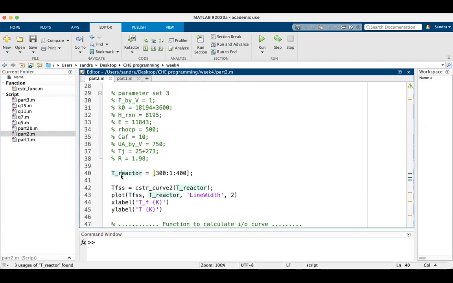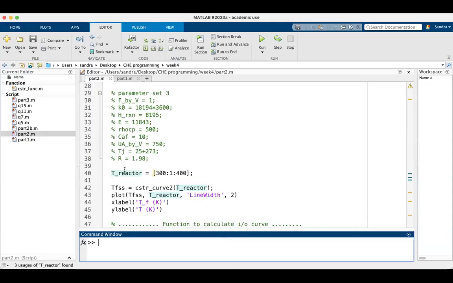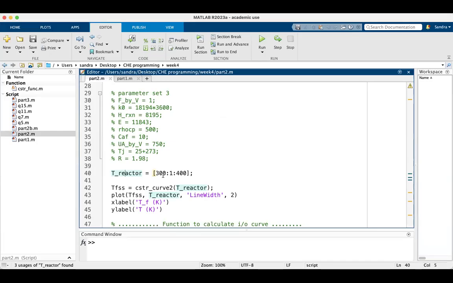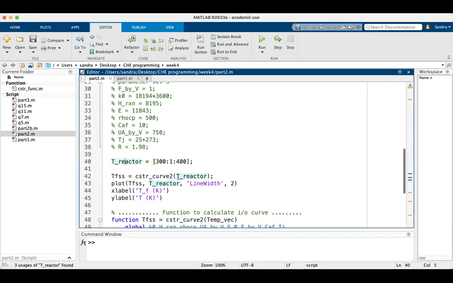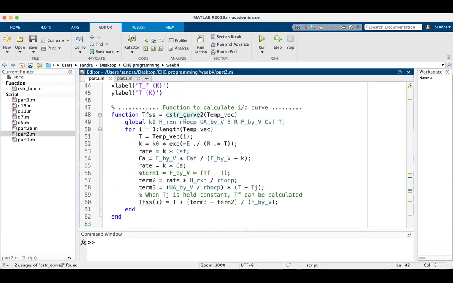So first, what we have to understand is the effect of feed temperature and jacket temperature on steady state concentration and temperature. So we have to study the effect of that. How do we account for that? First, we say let the reactor temperature be from 300 to 400. This could be any value. Now what we do is we give this T reactor to this CSTR curve 2. We'll see what is happening in this function. So this is CSTR curve 2, which is having an initial temperature that is given. Initial temperature is nothing but the reactor temperature that has been given.